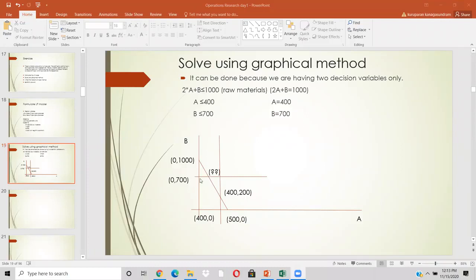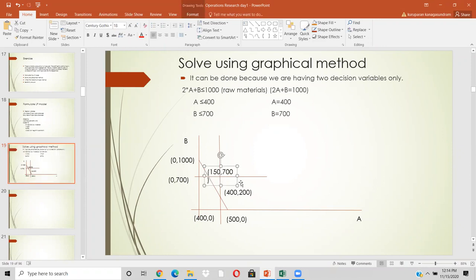By solving this line and this line, that means B equals 700 and 2A plus B equal 1000. By solving this one and this one, we can get the values. B equal to 700. Okay, fine. What will be the value for A? B equal 700 means 2A equal to 300, A equal to 150. Okay, 150 comma 700.